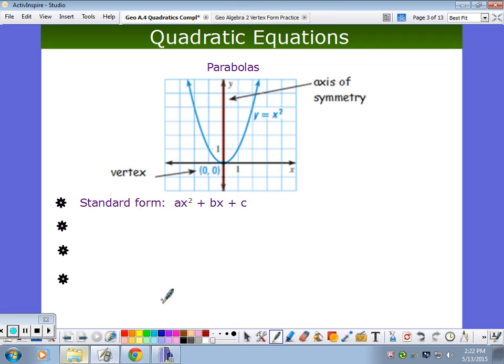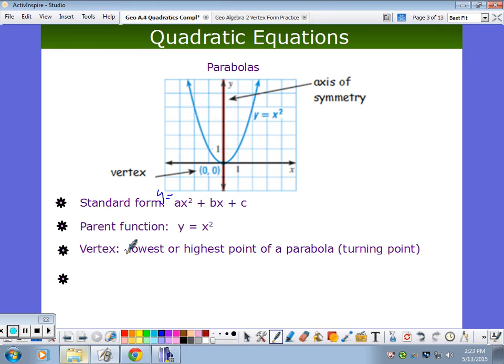So anyway, standard form of a function, and I should put a y here: y equals ax squared plus bx plus c. Standard form looks like that. This is a parent function. Parent functions are actually really important. We kind of skimmed by this last year. Next class especially, we're going to see the importance of the parent function. Y equals x squared, that's this one.